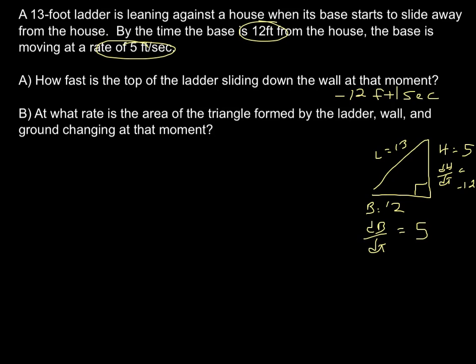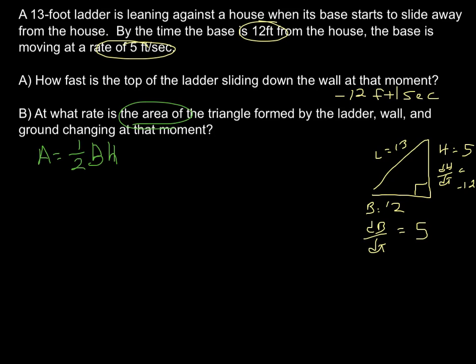All right, so at what rate is the area of the triangle formed by the ladder and the wall and the ground changing? So we want area. The formula for the area of a right triangle is 1/2 base times height. Make those capitals like I have in the problem. All right, so we have our formula.